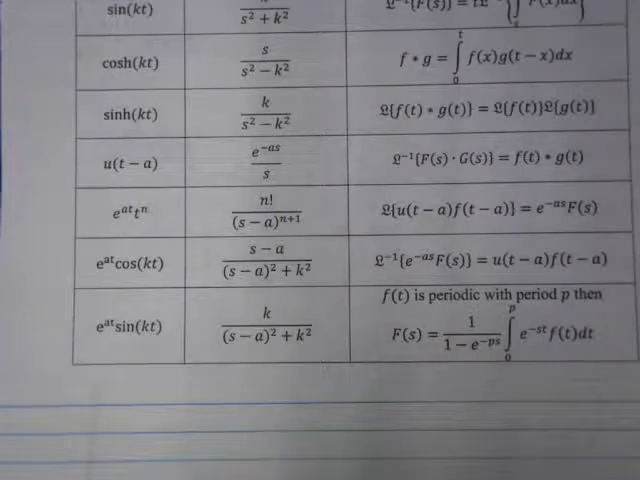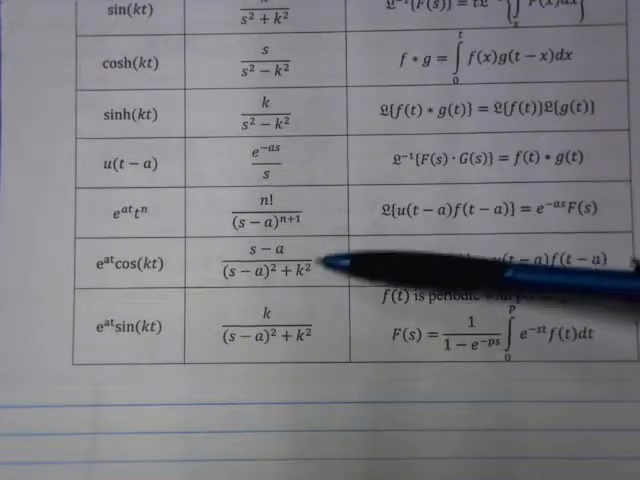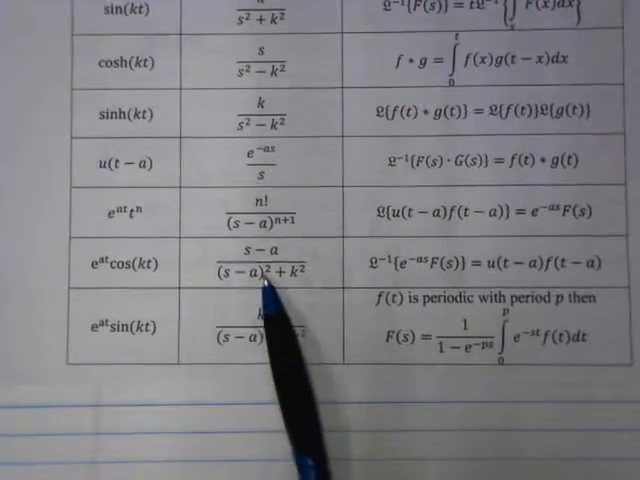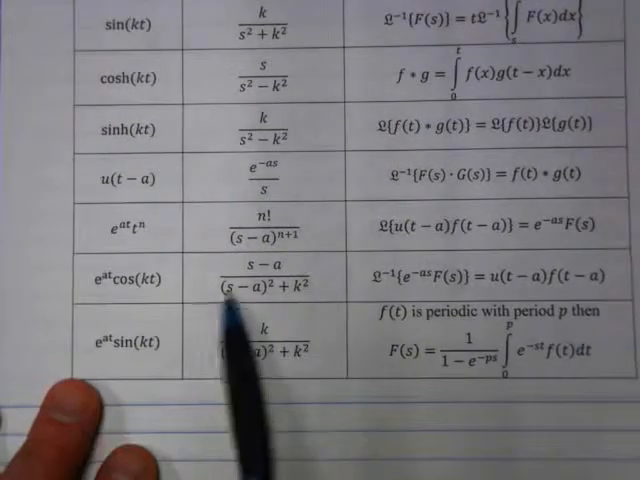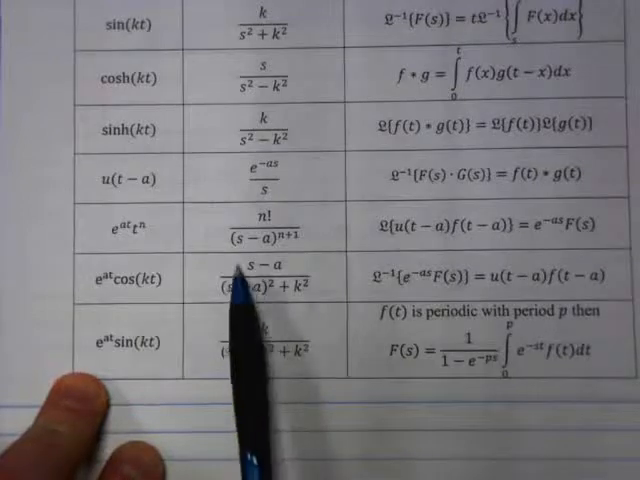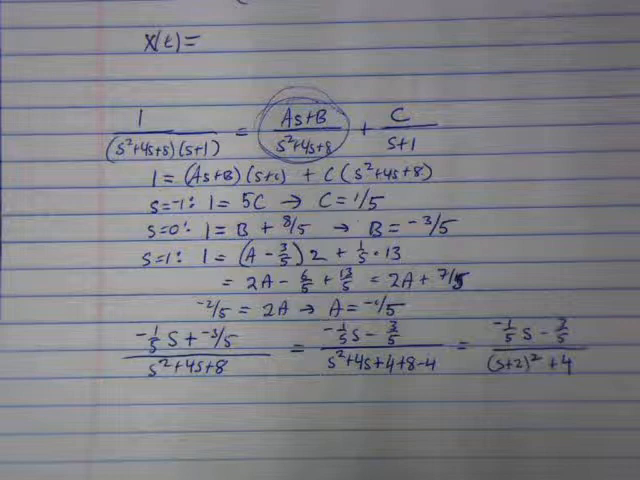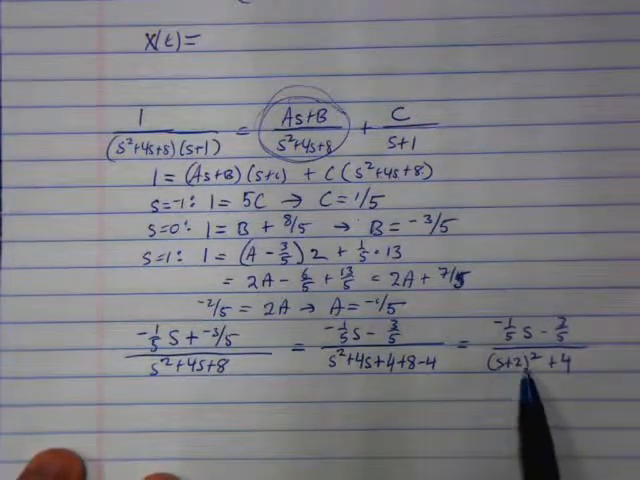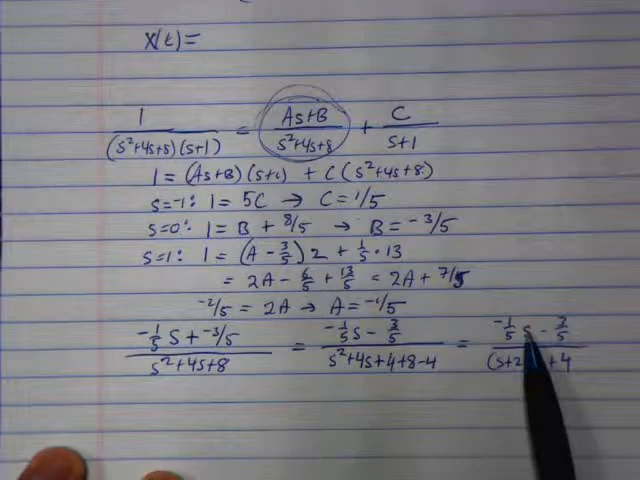Looking at my big chart of Laplace transforms. What am I headed for here? I'm looking at these two bottom ones, aren't I? Because I have an s minus a squared plus k squared. So notice if I have an s minus a here, to match the cosine, I need to have an s minus a on top. So if I have an s plus 2 here, I need to have s plus 2 there.